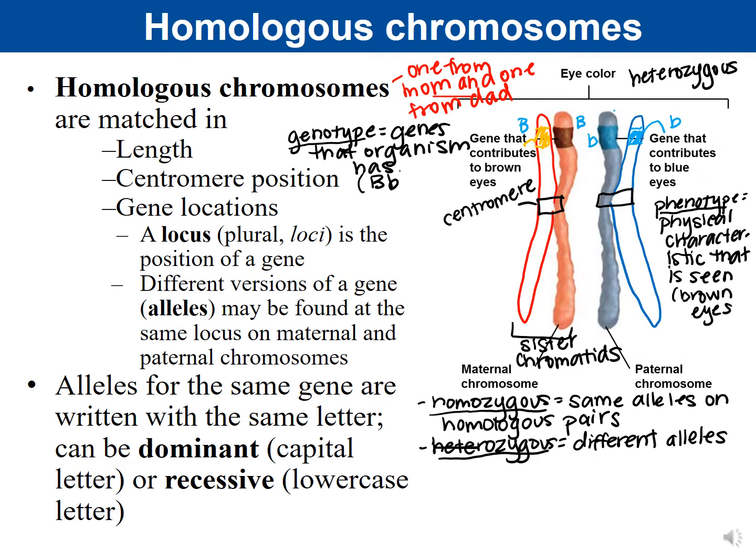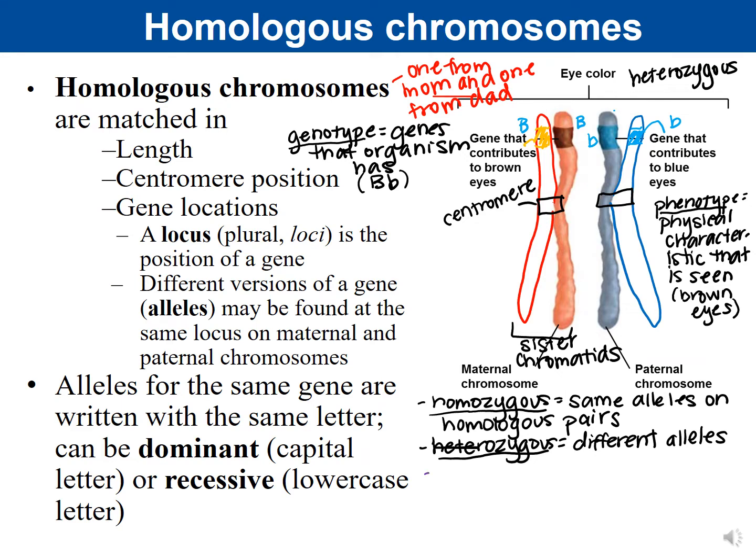So the genotype is what genes they have, so big B, little b. And the phenotype is going to be the physical consequence or the physical characteristic that is seen, meaning it's the outcome of what the genotype is. So if you are big B, little b, your phenotype would be brown eyes. That's what you see. Now, in terms of dominant and recessive, we need definitions for dominant and recessive. So let's put that on here.